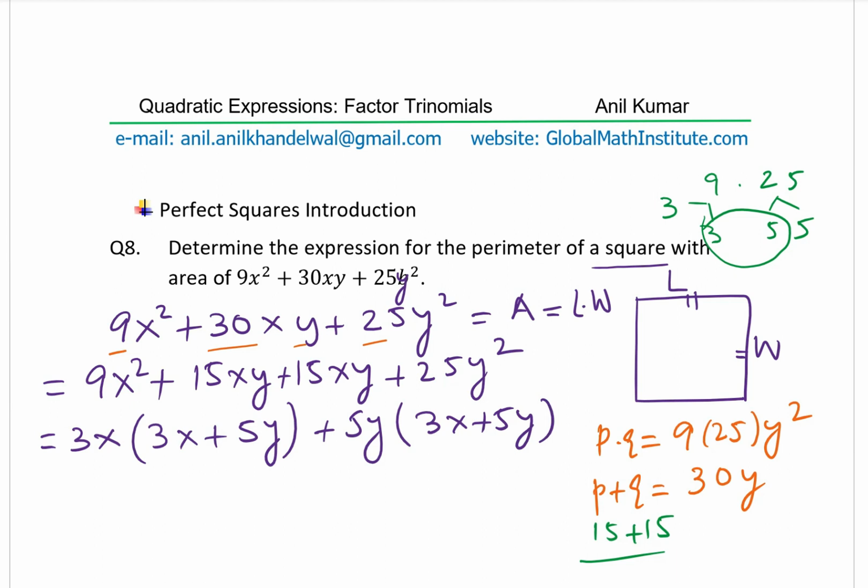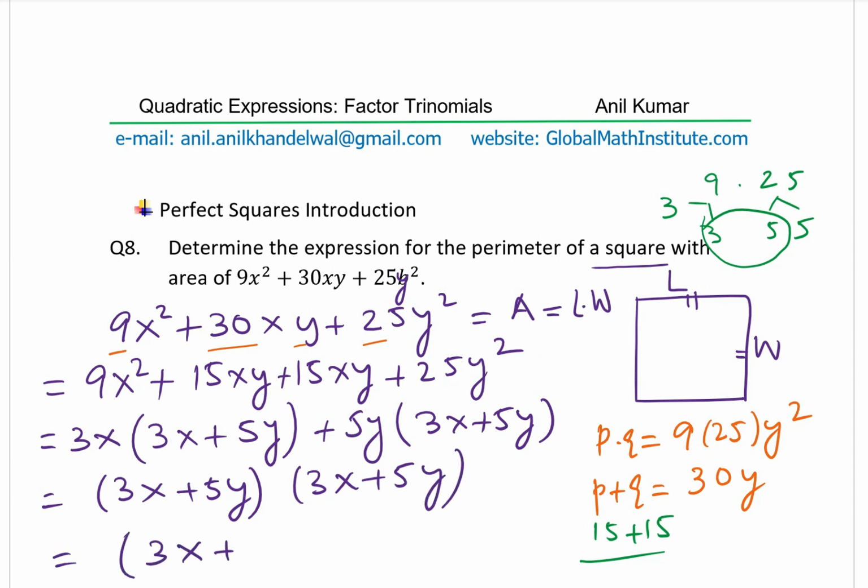Now you can see that 3x plus 5y is a common factor. And the ones which are their coefficients are also 3x plus 5y. So the result will be a perfect square, which is 3x plus 5y whole square. Now that means what? That means that each side is 3x plus 5y.